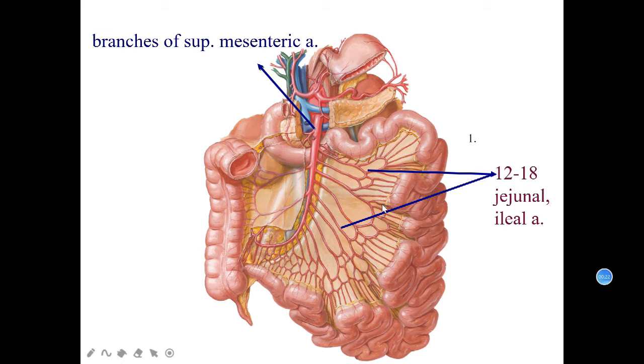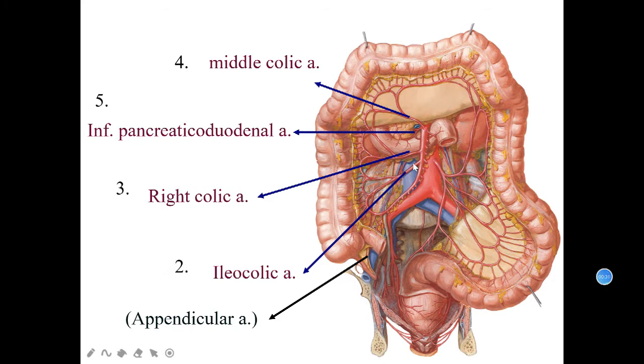Then its branches. First branch is the jejunal arteries and the ileal arteries. Supply the jejunum and the ileum. The second branch is here, ileocolic artery. Supply the lower 1/3 of ascending colon, and the cecum, the vermiform appendix and the terminal part of ileum.